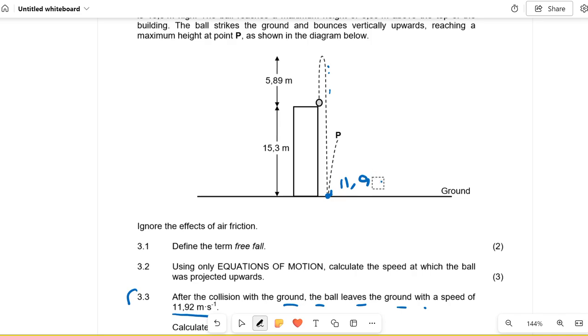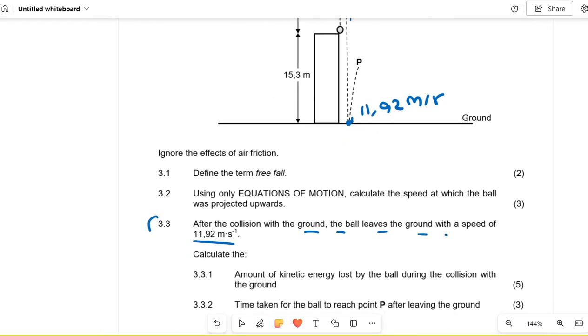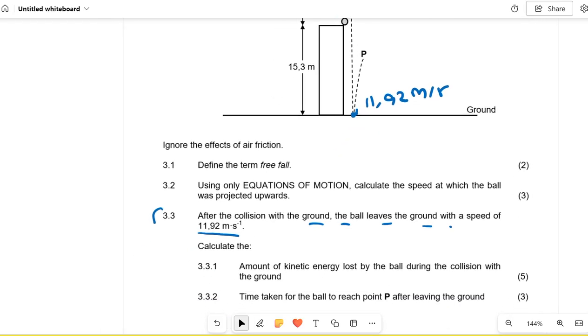11.92 meters per second. Oh my God. Is it frozen? Okay, it's going to come back now. So that's the speed we're looking at there. Let's just wait for it to come back quickly. Okay, it's back.